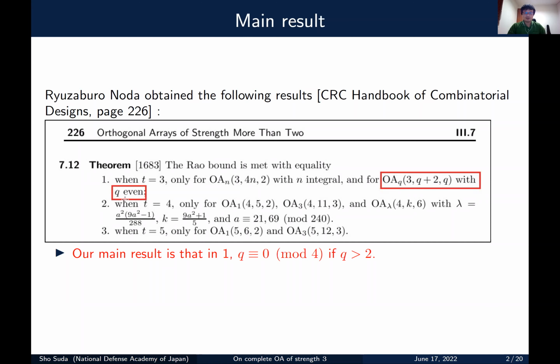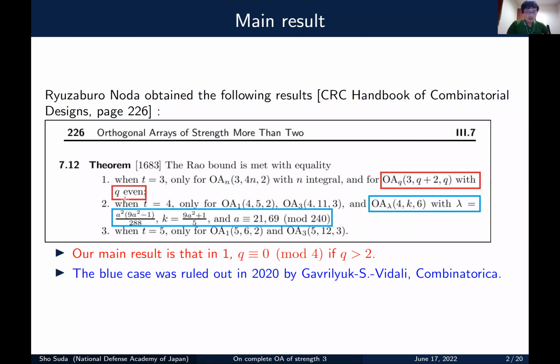In this case, Noda obtained a result for when the parameter Q is even. My main result in this talk is that if Q is larger than 2, Q must be a multiple of 4. By the way, for the third case in strength 4, my co-authors Sasha Gabriuk and Janos Fidari and I obtained a non-existence result. This was ruled out in 2020 and has already appeared in the journal Combinatorica.